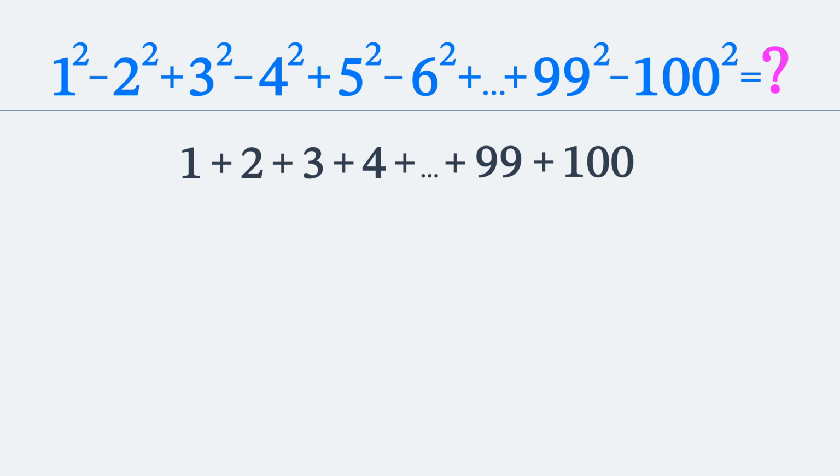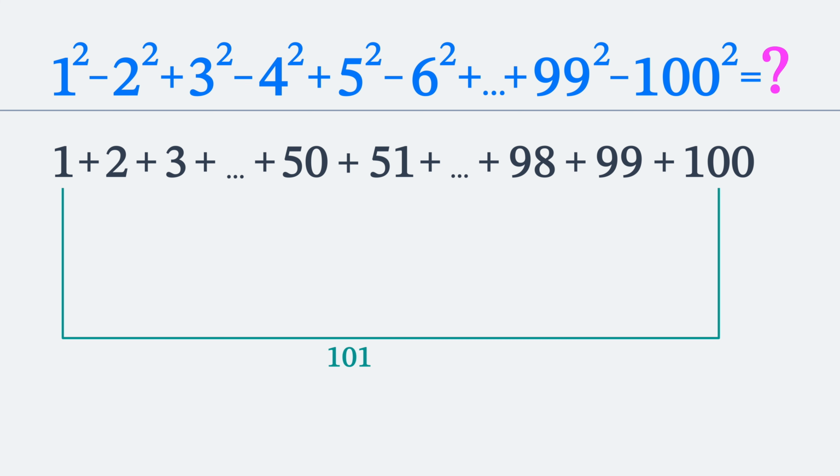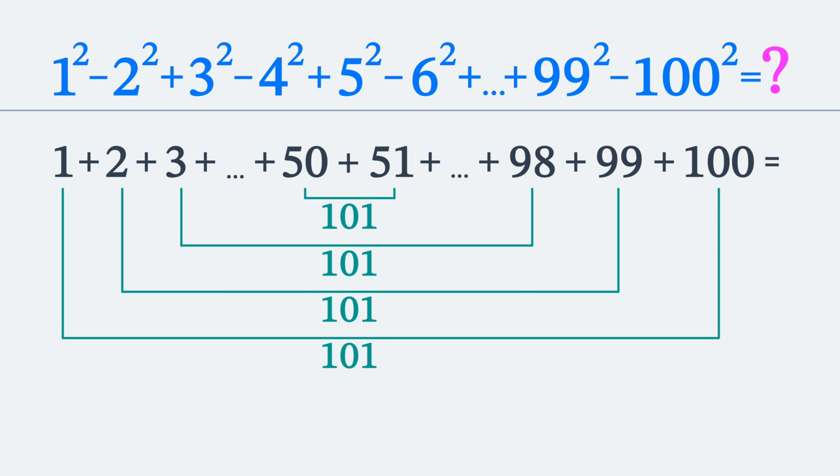We will add the numbers of our sequence from 1 to 100 in pairs, starting from the edges and moving to the center. 1 plus 100 equals 101. 2 plus 99 equals 101. 3 plus 98 equals 101, and so on, until 50 plus 51 equals 101. As a result, we get a sum of 50 pairs of 101. 50 multiplied by 101 equals 5050.